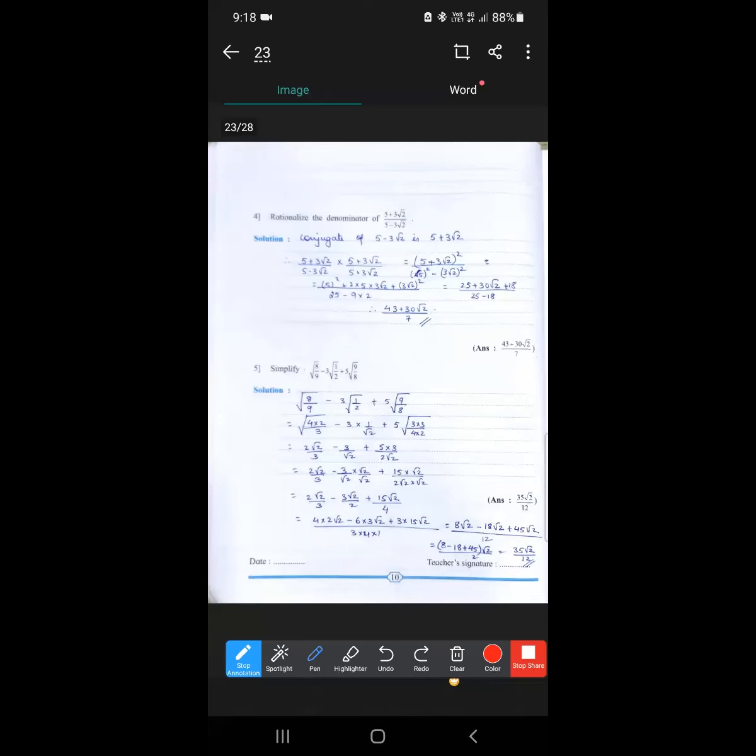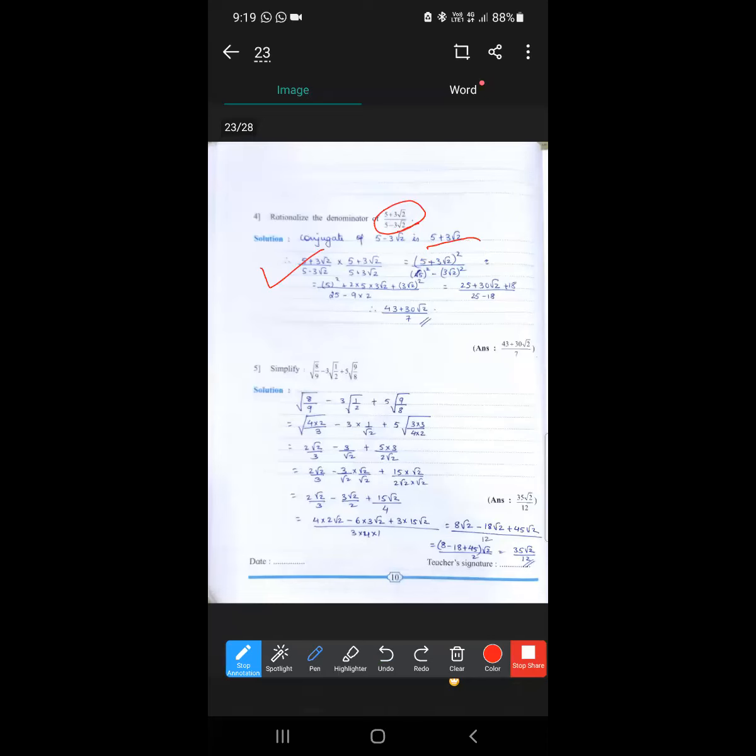So when you multiply, here you can see 5 plus 3 root 2 upon 5 minus 3 root 2 as it is given in the question, multiplied by this conjugate, that is 5 plus 3 root 2 upon 5 plus 3 root 2. Now, 5 plus 3 root 2 multiplied by 5 plus 3 root 2 will give you what? 5 plus 3 root 2 the whole square, upon, now here, 5 minus 3 root 2 multiplied by 5 plus 3 root 2.